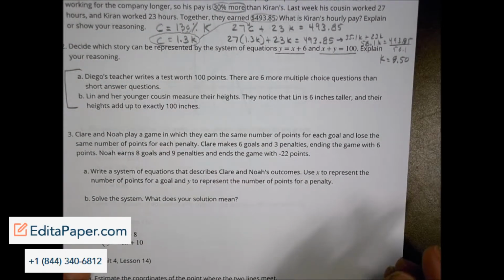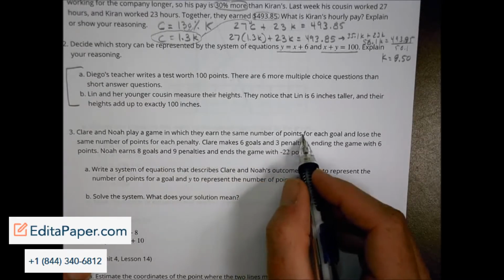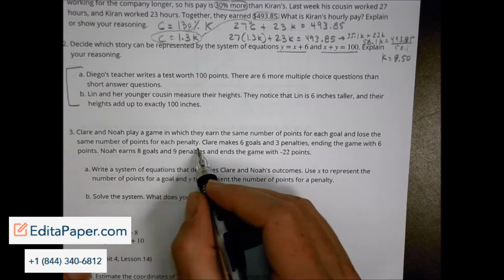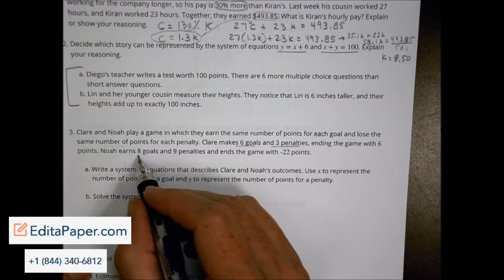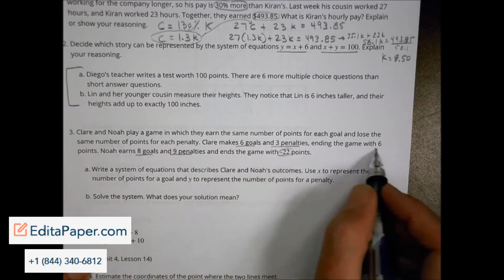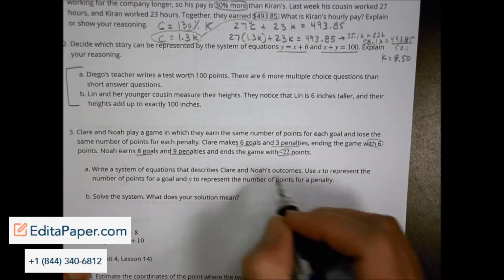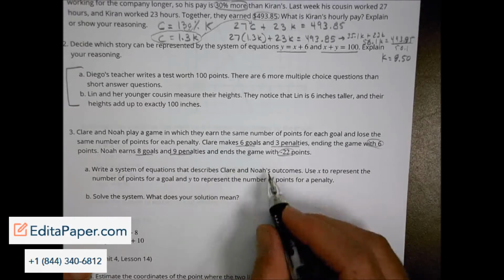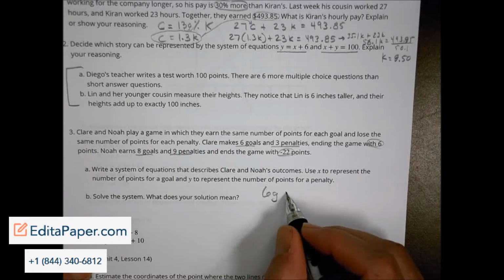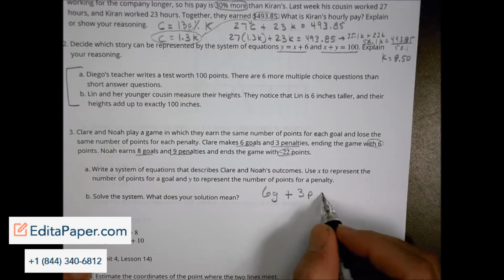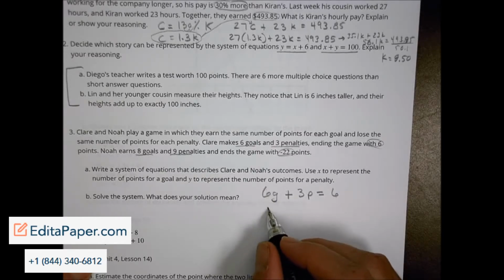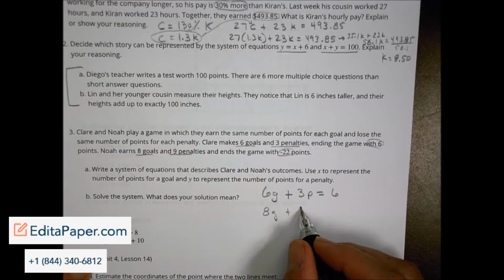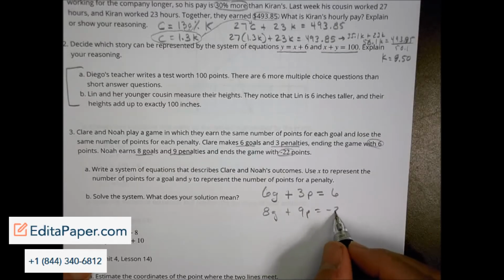Okay? And let's take a look at number 3. Claire and Noah play a game in which they earn the same number of points for each goal and lose the same number for each penalty. Claire makes 6 goals and 3 penalties, ending the game with 6 points. Noah has 8 goals, 9 penalties, and negative 22 points. Write a system of equations that describes their outcomes. Sure. So Claire had 6 goals plus 3 penalties equal a total of 6 points. And Noah had 8 goals plus 9 penalties for a total of negative 22 points.